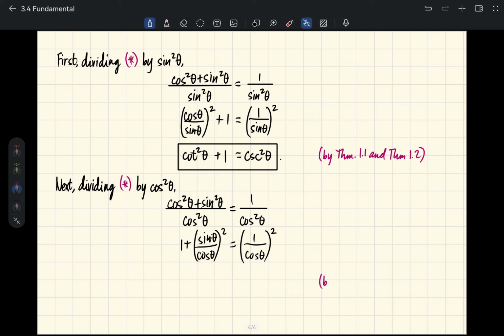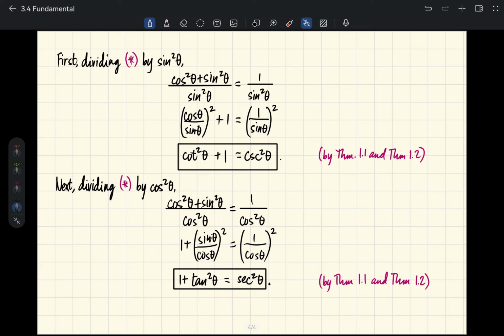By theorem 1.1 and theorem 1.2, this one right here is tangent theta. So we have tangent squared theta. And this one right here, 1 over cosine theta, is just secant theta. So we have secant squared theta. And this one right here is the third Pythagorean identity.